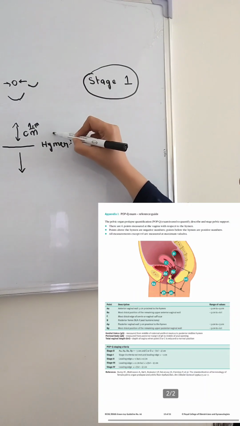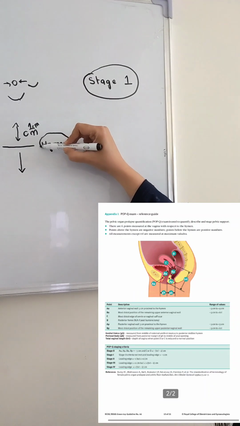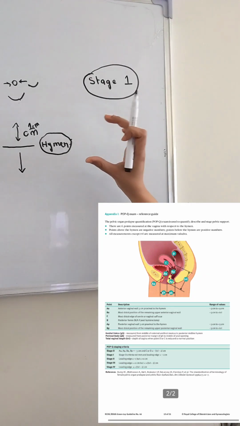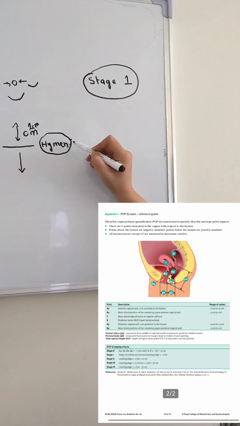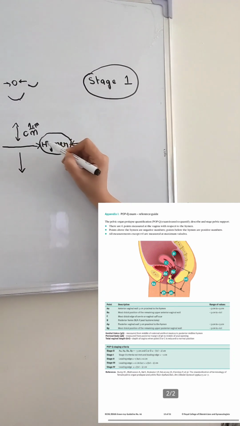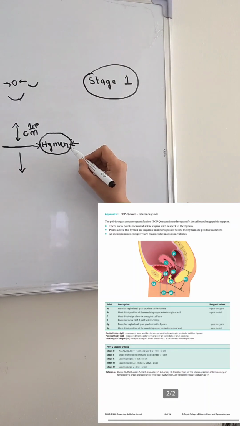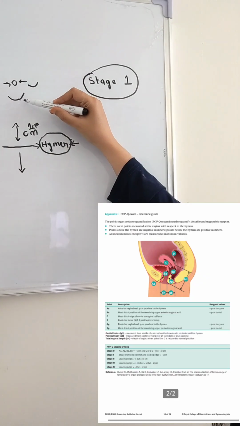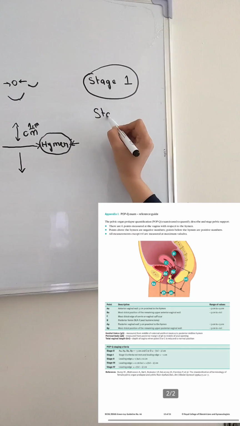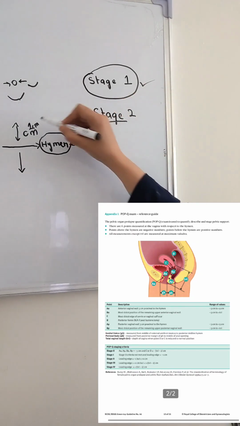So I already told you in the starting, just remember the hymen as the base portion, because every stage is revolving around this hymen. So you have to take this as a base, and stage 1 is a descent more than 1 centimeter above the hymen. All right. Now stage 2. So stage 1 is clear to you. It is 1 centimeter above the hymen.